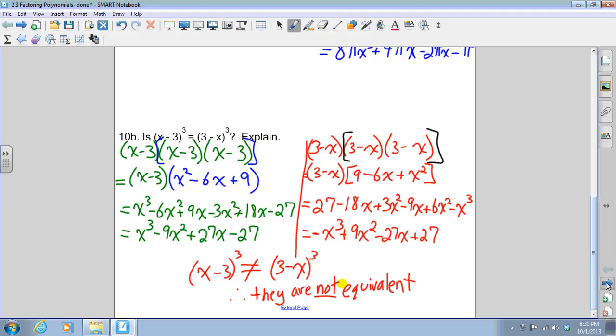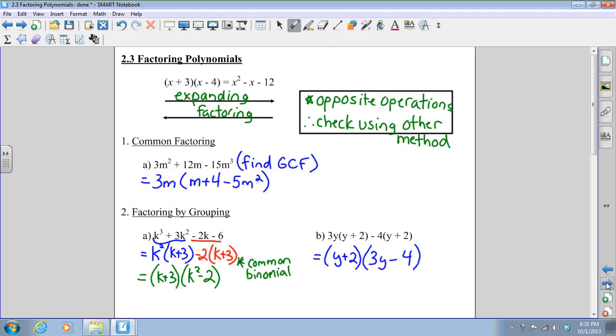All right, ladies and gentlemen, today we're taking a look at factoring polynomials. Just remember, if you take a look at an example like this one I have up here, folks, depending on which direction you go, you perform different operations. So as you go from left to right, you're doing what's called expanding. And if you go from right to left, you're doing the opposite, which is called factoring.